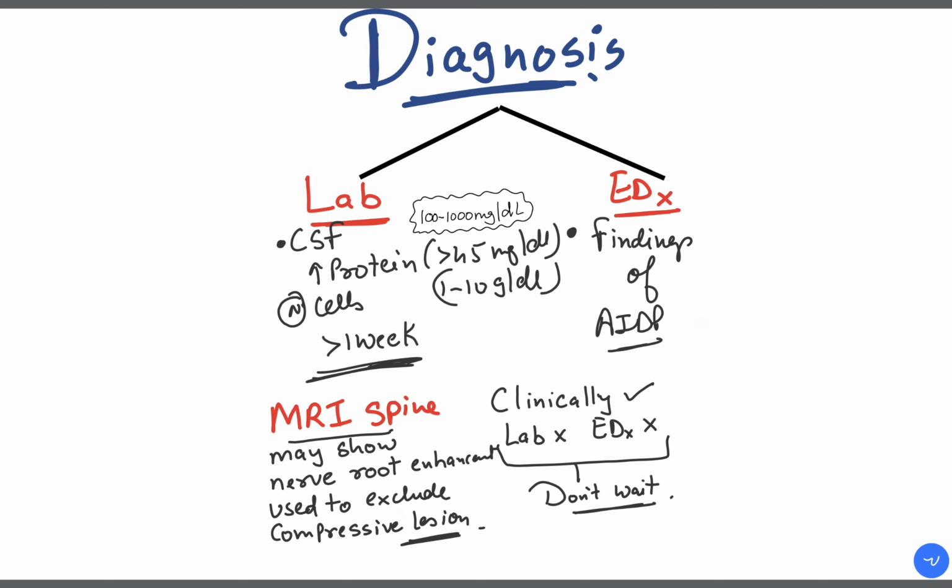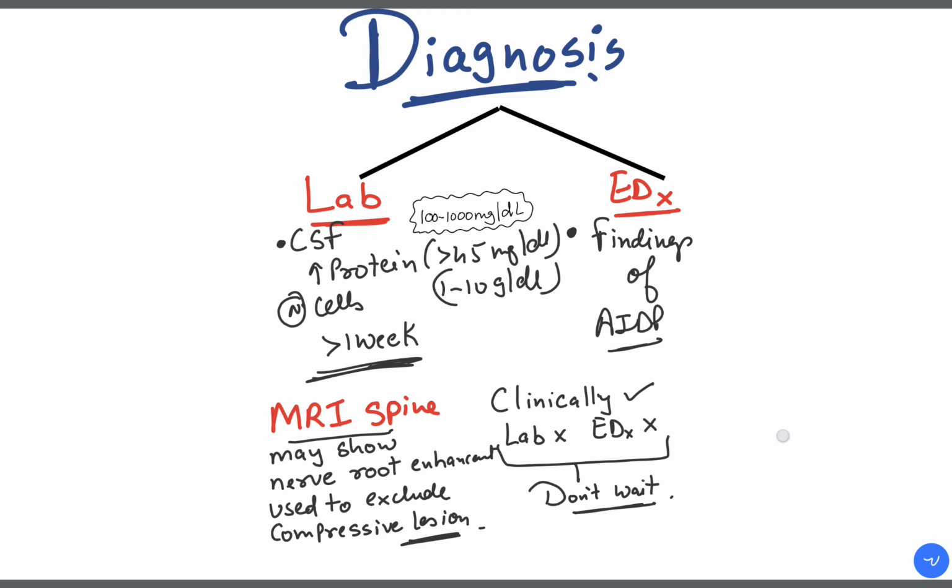And also we can do an MRI spine so that we can exclude other diagnoses, and the nerve roots will show enhancement, which is suggestive of GBS. Now there is one point in Harrison which says that if you suspect GBS clinically, but you are not in a position to perform CSF, either because it is too early or there is no availability of nerve conduction studies, you should not wait. You should not wait to start the treatment.